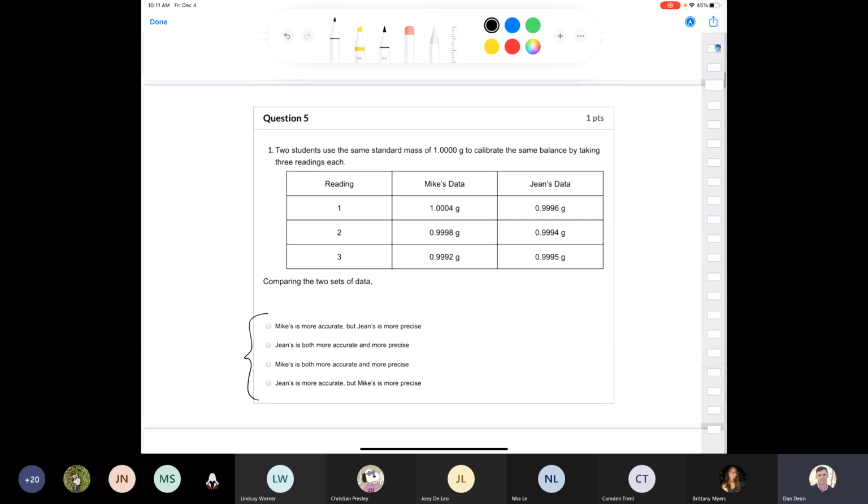Well, we need to define accuracy and precision first. So accuracy means closeness to actual value. And precision, the quickest definition I could come up with here would be agreement between measurements. Agreement or closeness between measurements.